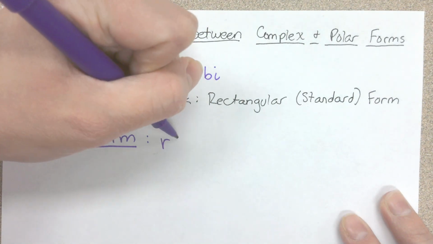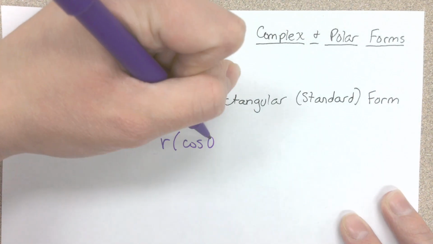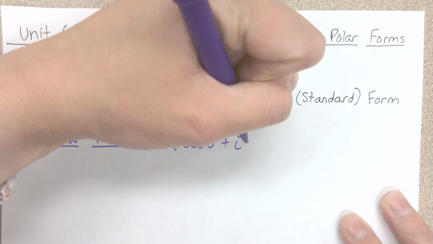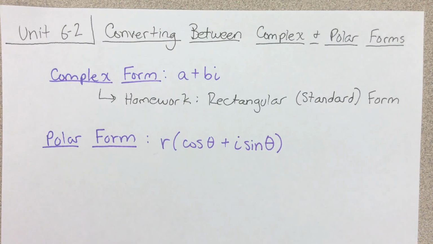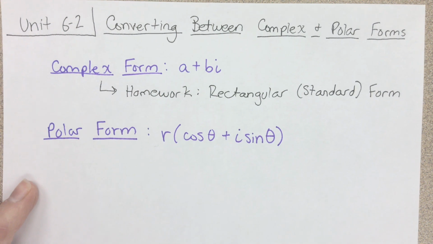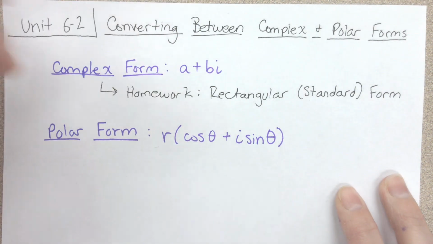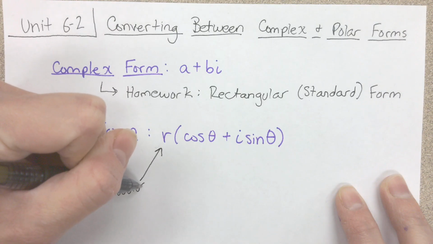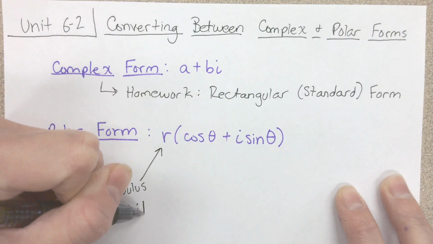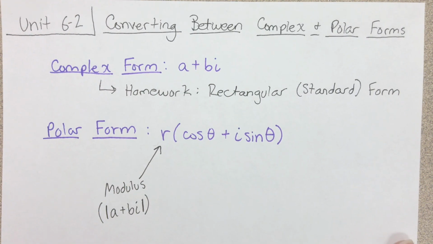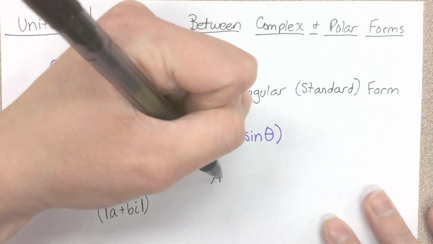Polar form is r times cosine of theta plus i sine of theta. If you remember yesterday's notes, you should recognize a couple pieces here. The r is the modulus, which was the absolute value of the complex number, a plus bi. And the theta we called the argument.